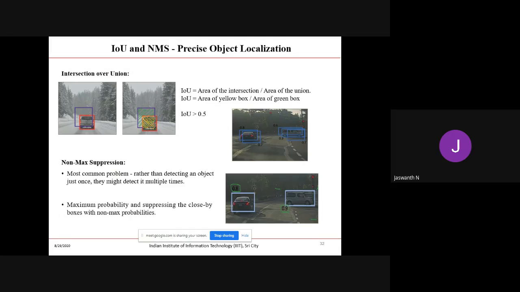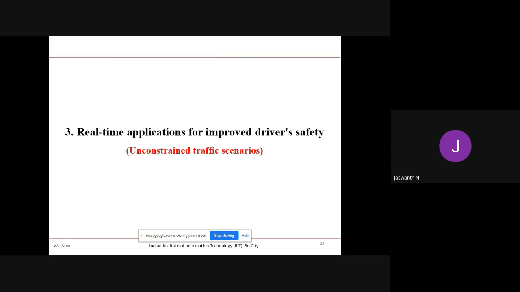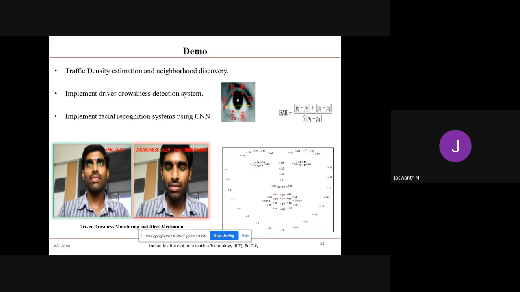The metric commonly used for the object detection task is mean average precision. That is, you take the average precision over each class and then apply the mean for that. Now there are some real-time applications, which typically include traffic density estimation and also driver drowsiness estimation.